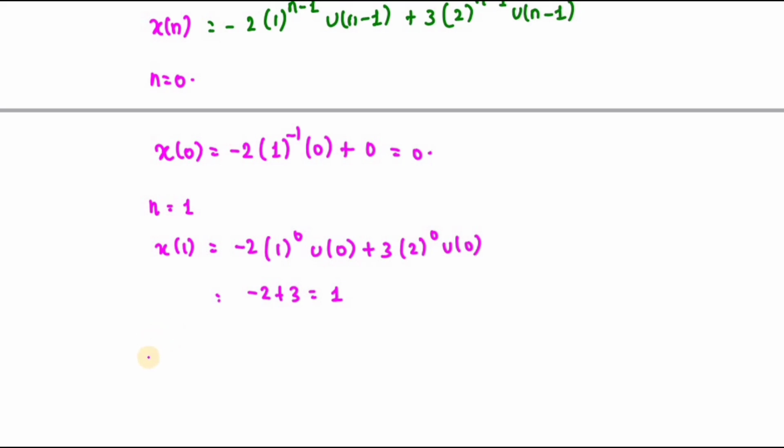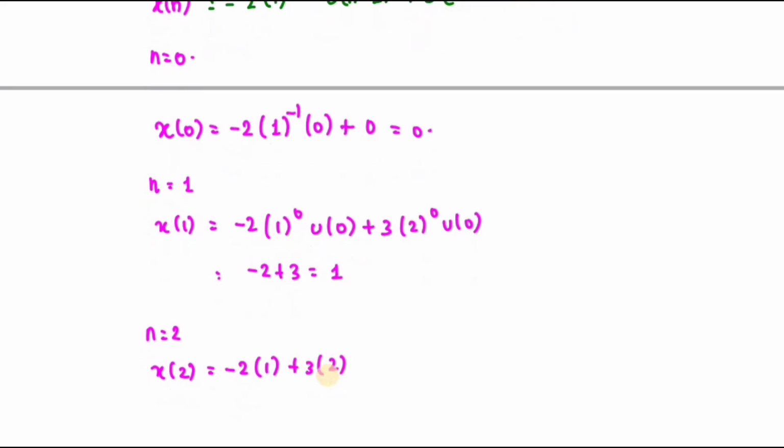Next, n is equal to 2. So if I substitute n is equal to 2, you will get minus 2 into 1 power 2, plus 3 into 2 power 1. So we'll get minus 2 plus 6, that is equal to 4.